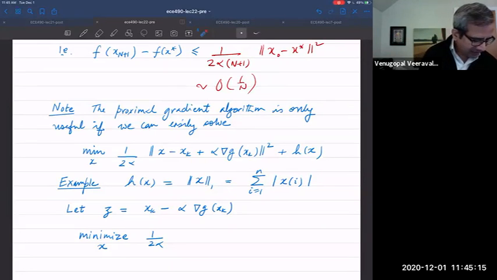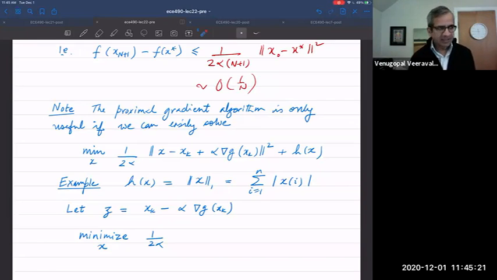You can generalize this to other kinds of h of x in a similar family, where instead of L1 norms, you can use other norms. But I'm not going to talk about that. The L1 is the simplest one to deal with. So we'll do that.